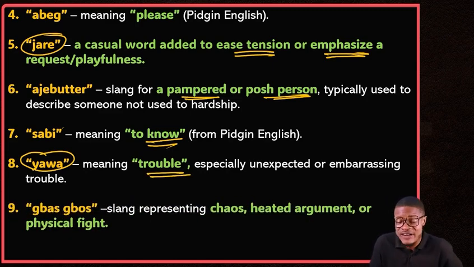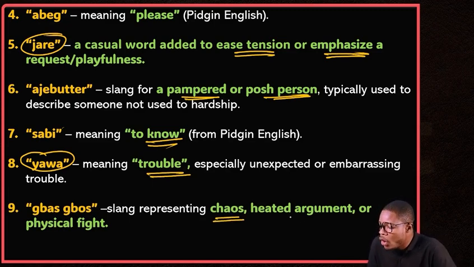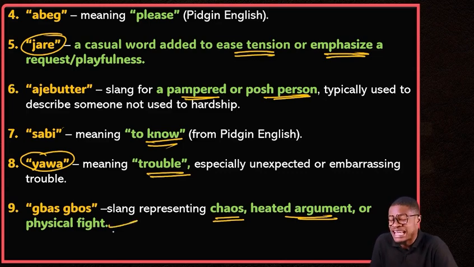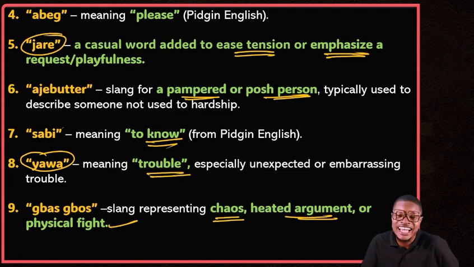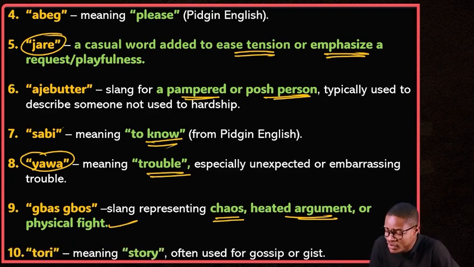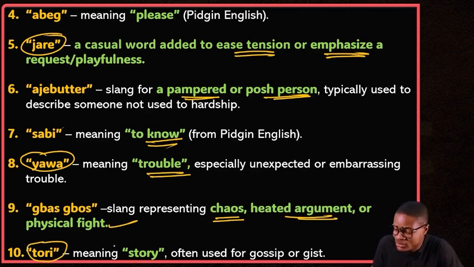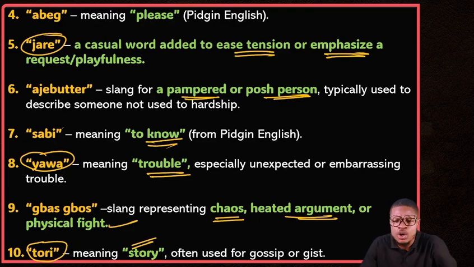Another is basbos. What's basbos? Chaos, or heated argument or physical fight. I will show you basbos. I go design your face. I go rock it down for you. You can use those things in your informal letter. And then another is story. Come give me tori. Tori just talks about story. They often use it in gossip or gist and so on. So all of these things can be introduced into your informal letter.